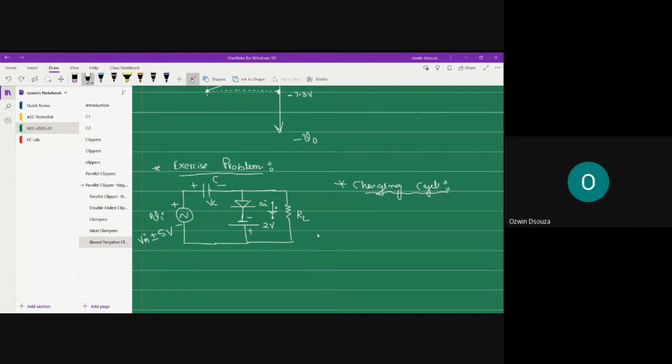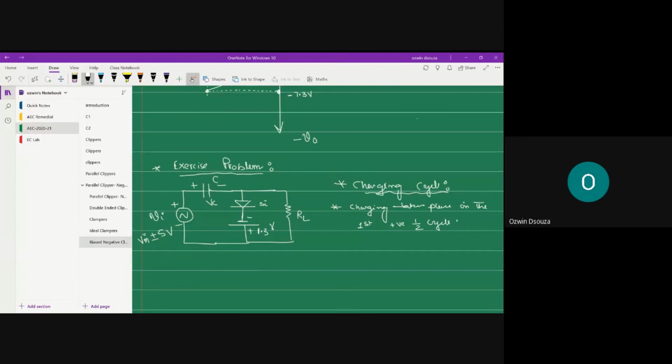And so what you can do is replace the two cells with an effective voltage source. So what is the effective voltage source? 2 minus 0.7, that is 1.3 volts. So the total DC reference is 1.3 volts. Okay, and the capacitor is going to get charged in the positive half cycle. So charging takes place in the first positive half cycle.